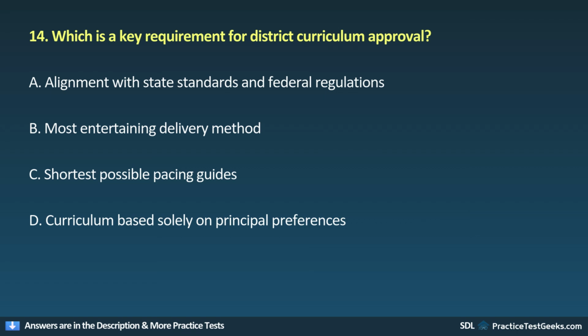14. Which is a key requirement for district curriculum approval? A. Alignment with state standards and federal regulations. B. Most entertaining delivery method. C. Shortest possible pacing guides. D. Curriculum based solely on principal preferences.